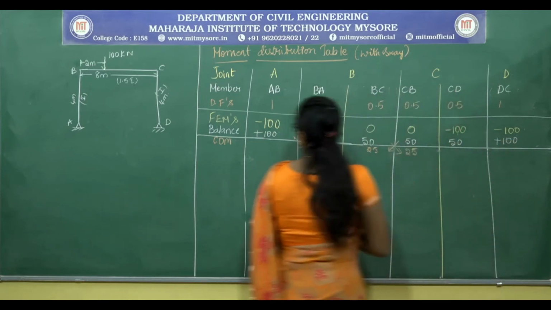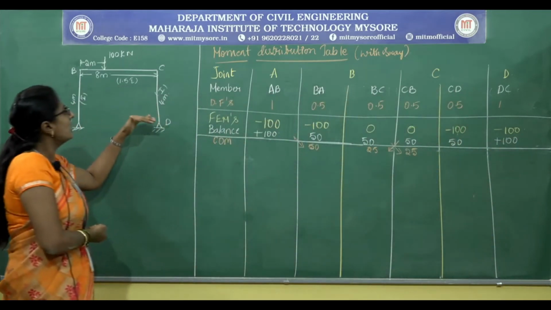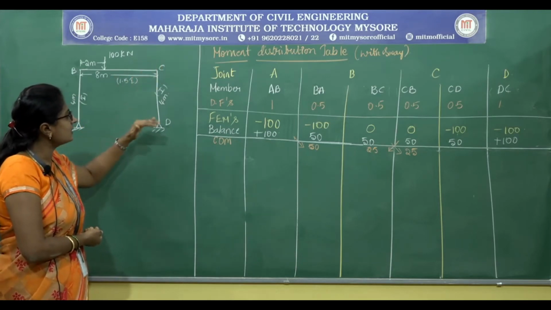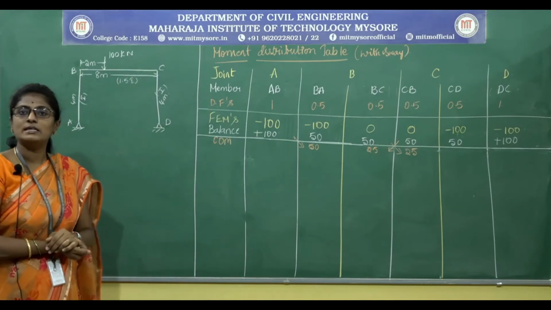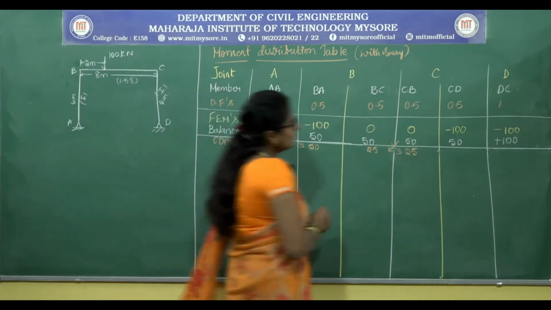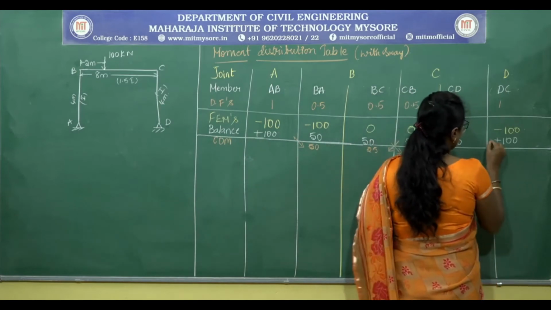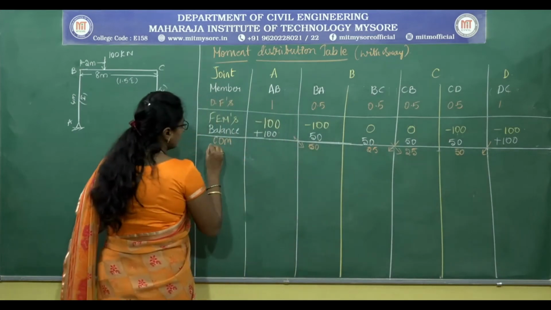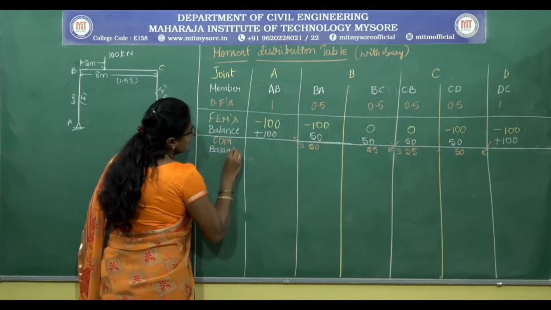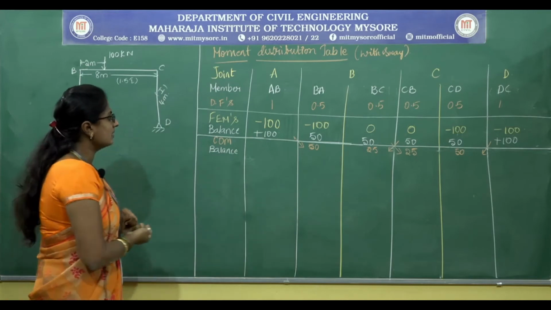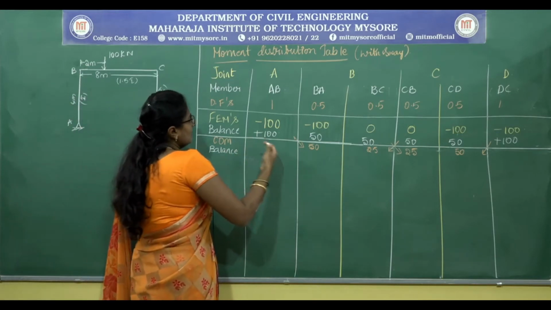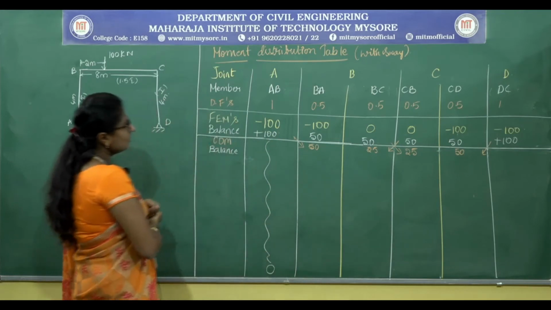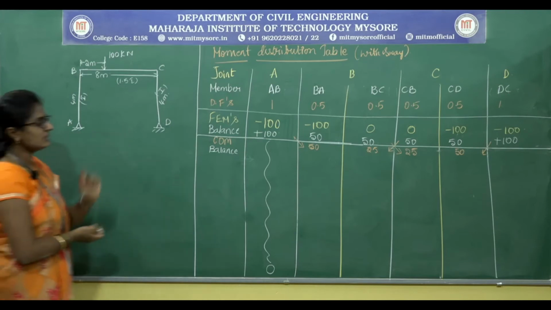But at DC, you have 100, half of this moment can be transferred to the other end if the other end is fixed. Since C is considered as fixed, half of 100 can be transferred to C. Okay. So, half of 100 is 50. Next is the balancing step. Here there is nothing to balance. Directly we can take this moment as 0 since we know that the moment at the hinged support is 0.